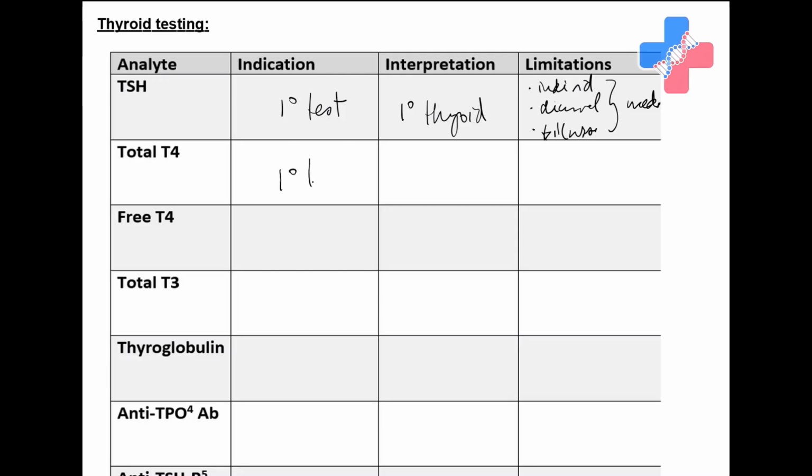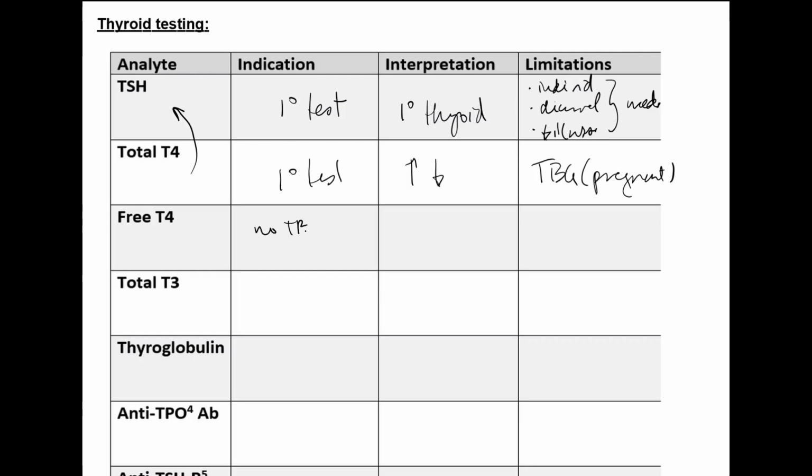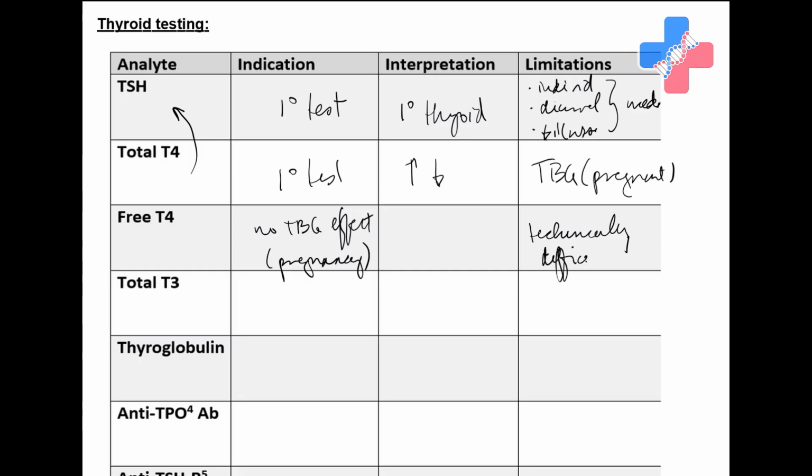T4 is also a good primary test that's done really well when you do it together with TSH. Interpretation, hyperthyroidism. The biggest problem with it, remember, is high binding to TBG. So when we talk about pregnancy that can increase TBG levels, it's not a great test. Free T4 is an excellent test because it has no TBG effect. So most of the time it's going to be used in pregnancy when you're not sure how to interpret the T4 because the TBG is elevated. The problem with it is it's technically difficult. And you're going to find it varies between labs, and the results are hard to compare between them.